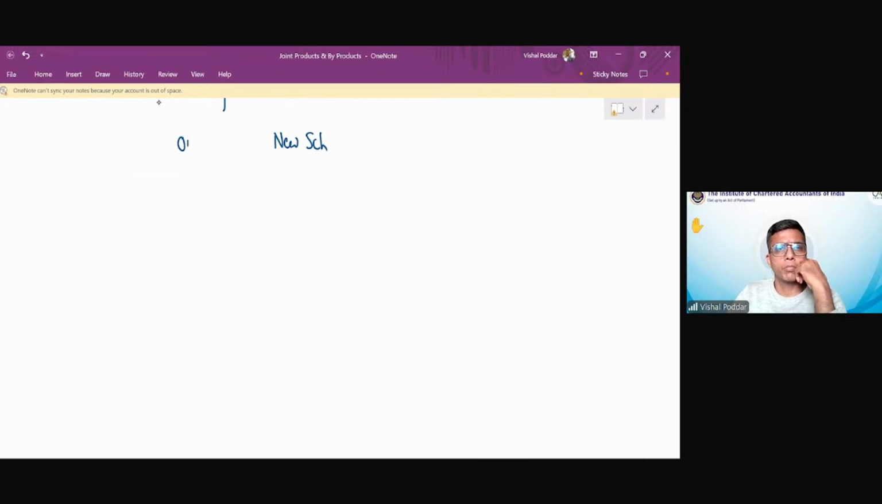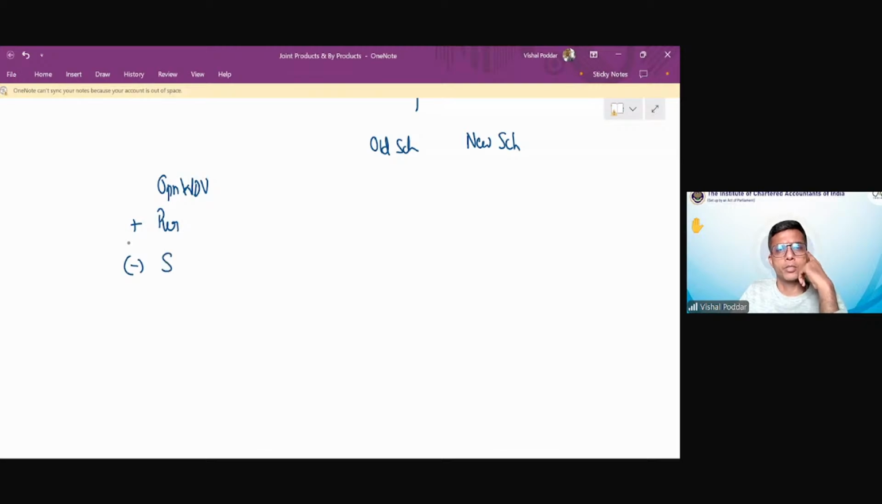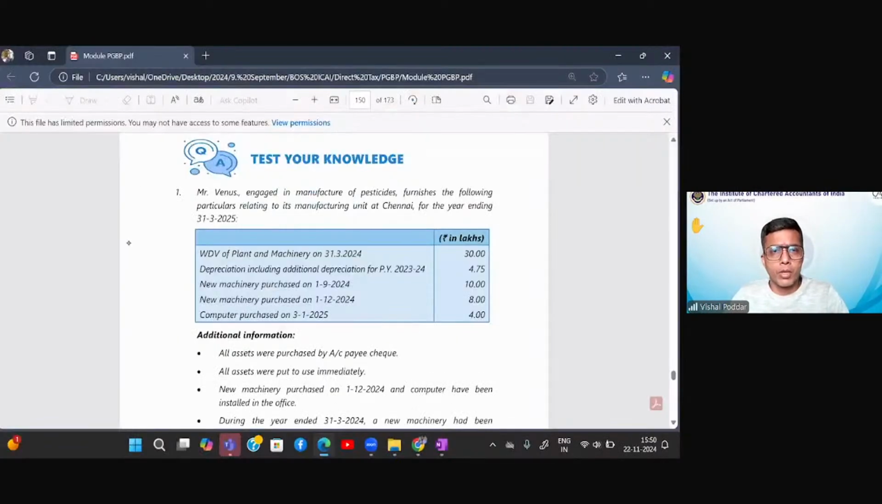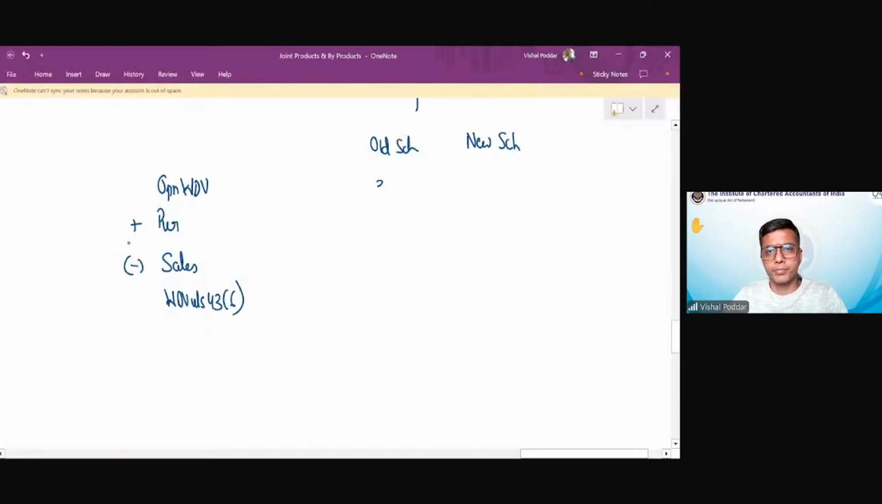So, new scheme, old scheme, opening WDV plus purchase minus sale. Correct. Now, opening WDV of plant and machinery is 30 lakhs.